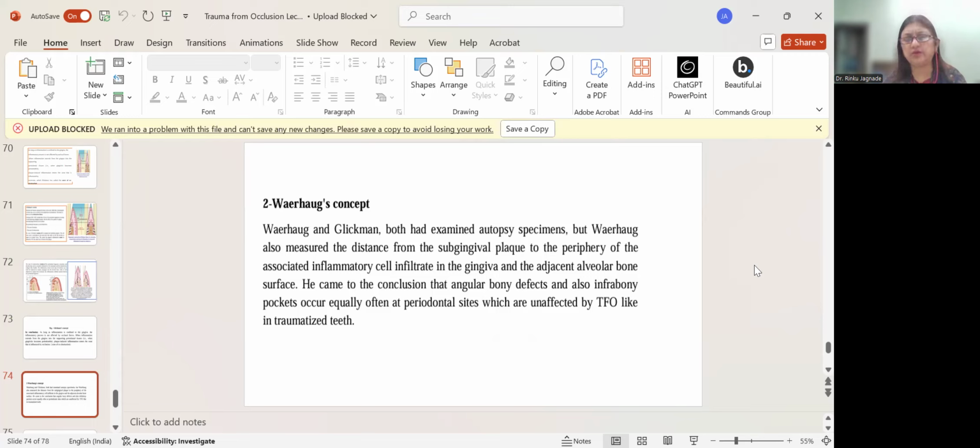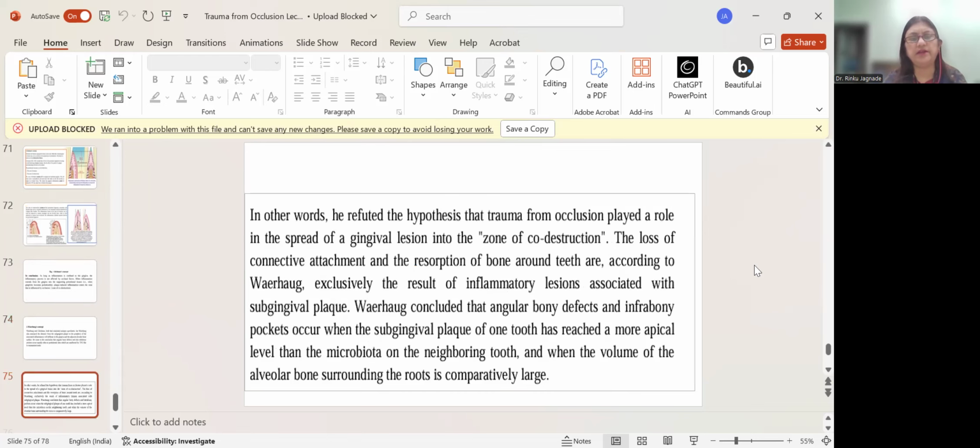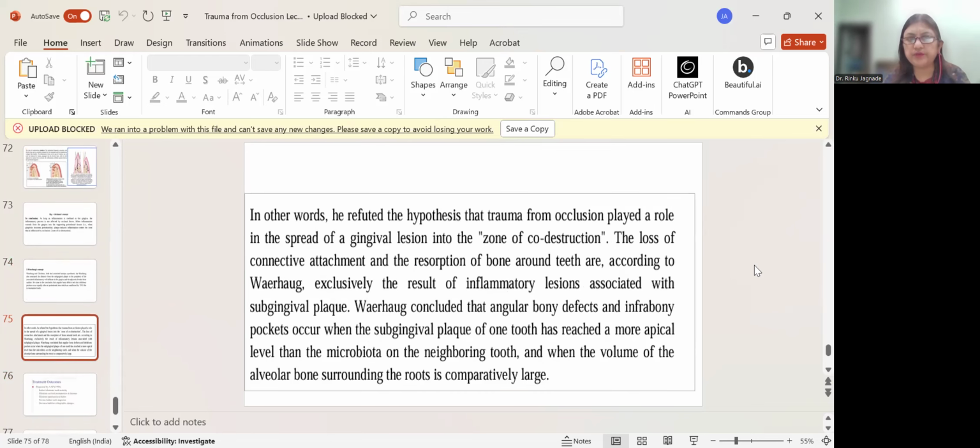So he concluded that angular bony defects or infrabony pockets occur equally in the periodontal sites whether they are affected or unaffected by TFO. In other words, he refuted the hypothesis that trauma from occlusion played a role in the spread of gingival lesions into the zone of co-destruction. So he refused. He said, no, it's not correct. The loss of the connective tissue attachment and resorption of the bone around the teeth, according to Waerhaug, is exclusively the result of the inflammatory lesion associated with plaque.